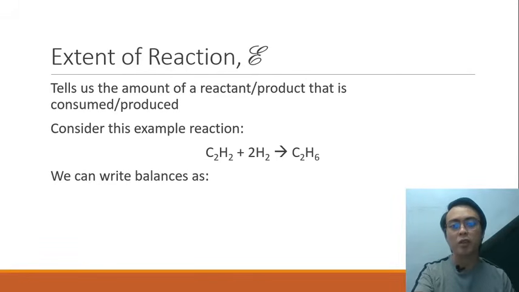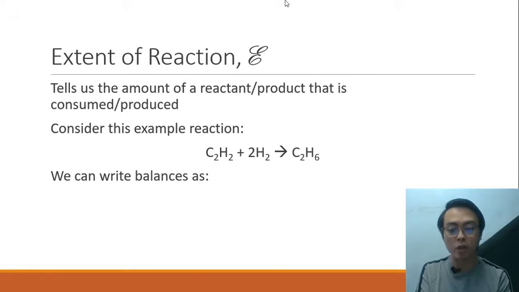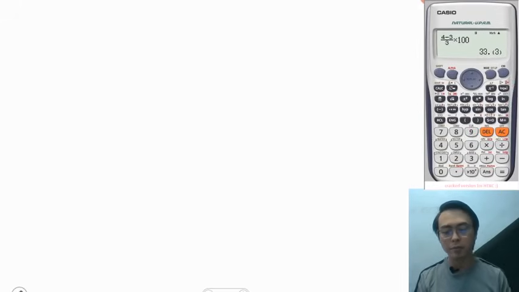Okay, extent of reaction. This extent of reaction is a parameter that tells us the amount of a reactant or product that is consumed or produced. I will be demonstrating how the extent of reaction is interpreted. Consider the example reaction, that's C2H2 plus 2H2 yields C2H6. So let me copy that. C2H2 plus H2 yields C2H6.